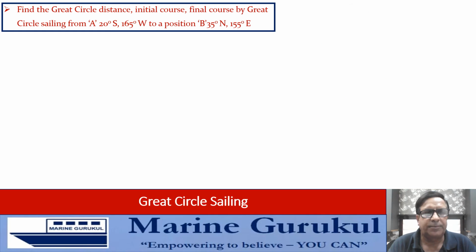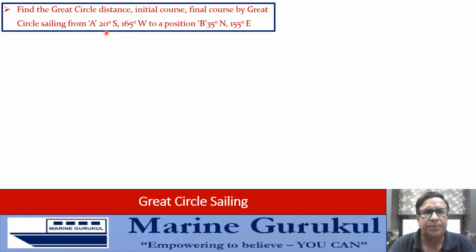Let's take another example. Find the great circle distance, initial course, and final course by great circle sailing from position A, 20 degrees south, 165 degrees west, to a position B, 35 degrees north, 155 degrees east. Now in this question we see that the two latitudes are in different hemispheres. Position B has higher latitude, so the appropriate pole for the PAB triangle shall be the northern pole.